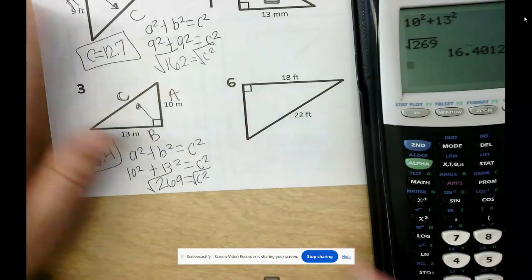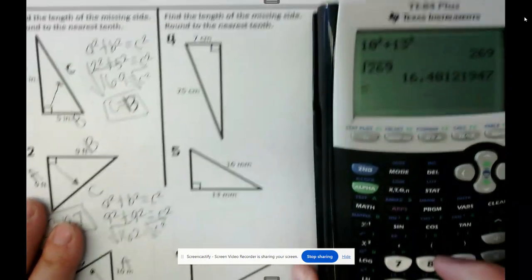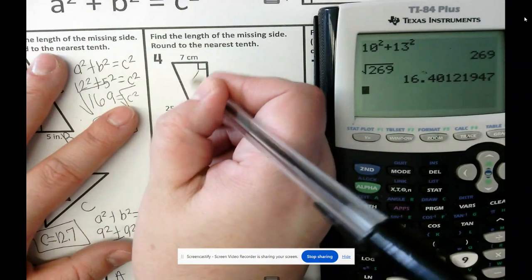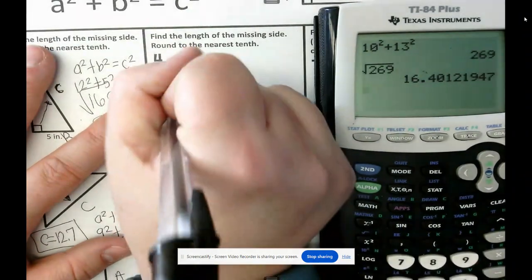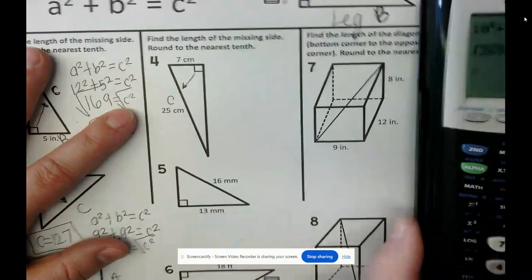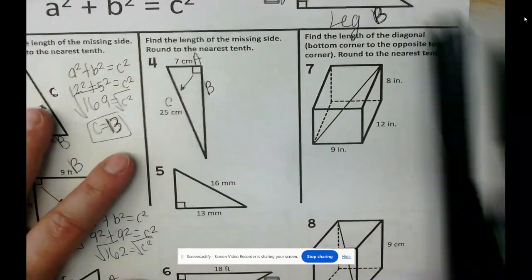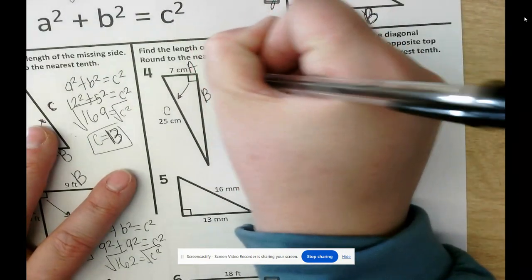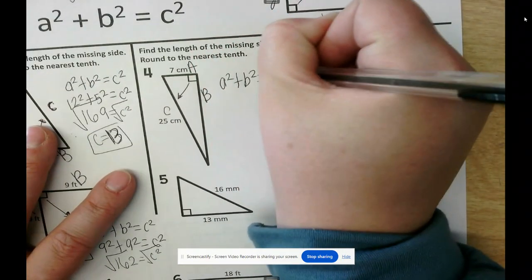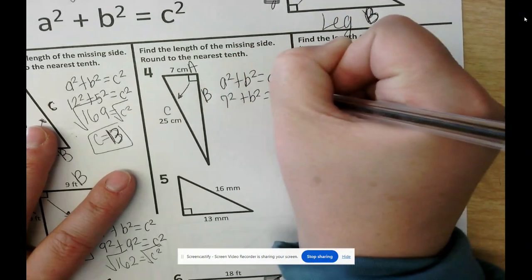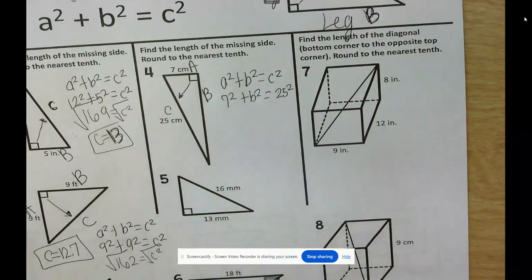So now let's look at somewhere we're not looking for C. For number 4, same thing, find the missing side. So again, label. There's my hypotenuse. So C is 25. And then we label the other two sides. It doesn't matter what you label A, what you label B. So we'll plug it into our formula. A squared plus B squared equals C squared. Then we'll replace the letters with numbers. And this time C will have a number. So since we're looking for B, we solve it a little bit differently.